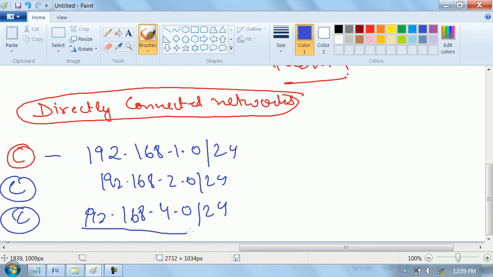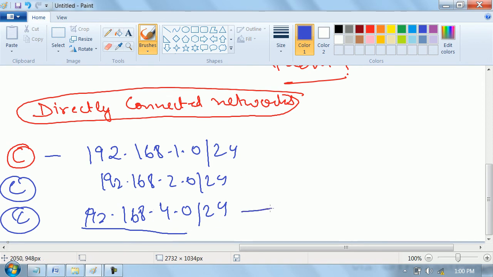Fine. I am getting a packet. I will check the destination. Destination is 192.168.4.10. Let's assume that the 192.168.1.0/24 network is connected to me, 2.0 is connected to him, and 4.0 is connected to Amrit. I am getting a packet with destination 4.10. I will match it and get to know that I know about the destination network. Destination network is 4.0/24. It means now I have to send the packet to Amrit. How will I get to know that Amrit is connected to that interface?